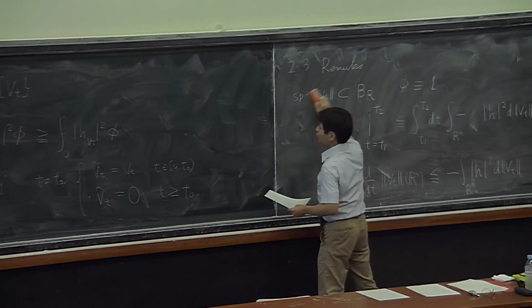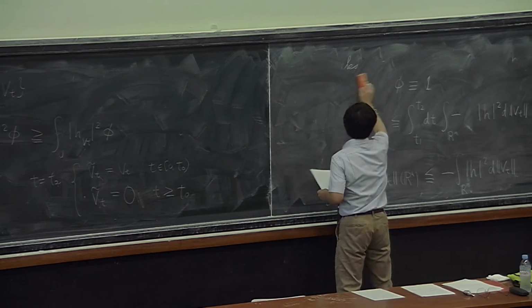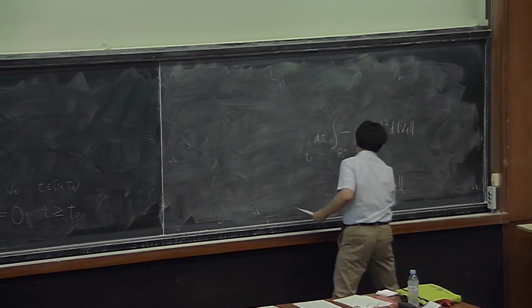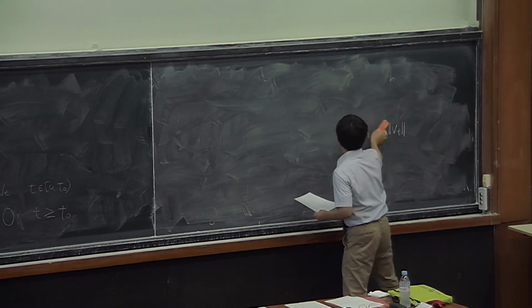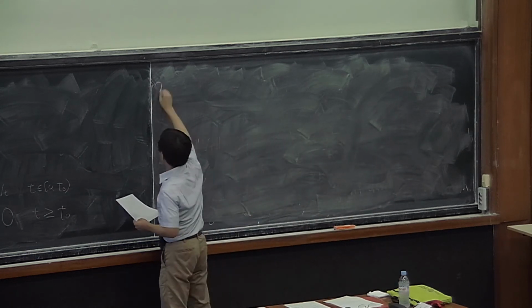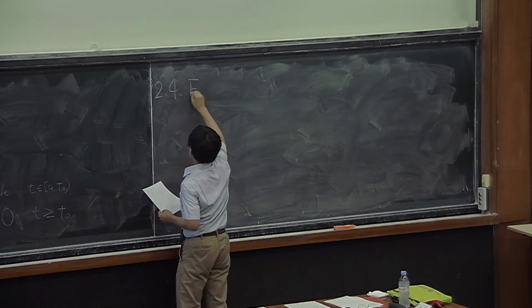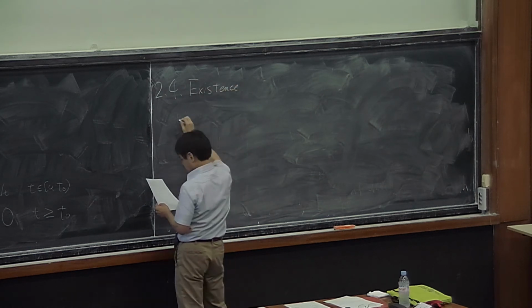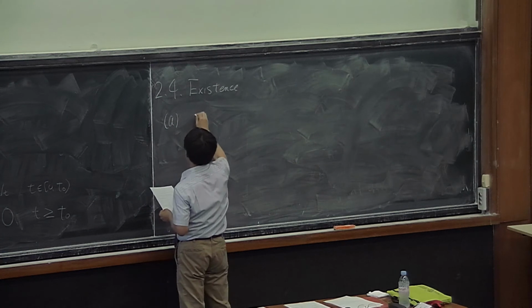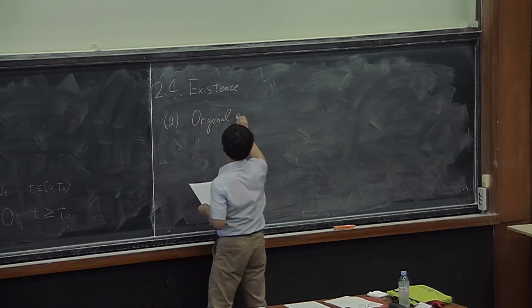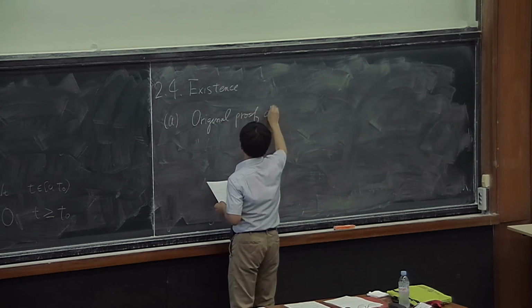Now, next I'd like to tell you about the existence. So as I said, does such a thing exist? It does exist, and so this is 2.4, existence. So the first one is the original proof due to Brakke.